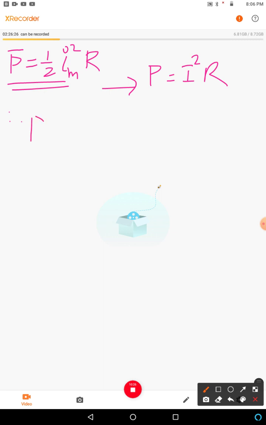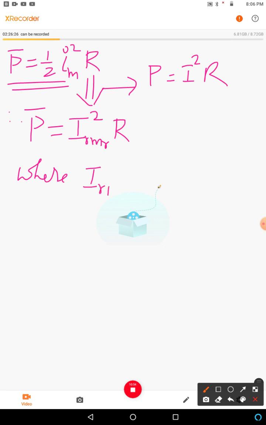So therefore, I'll write P bar, the average power, will be equal to I RMS square into R, where I write I capital R with suffix RMS. This equation I write down like this. So R as it is, I RMS square, instead of half I m square. M and RMS are all suffixes. So what is the value of I RMS?